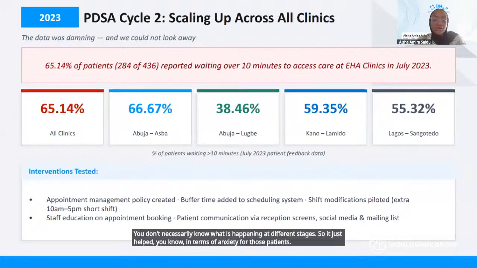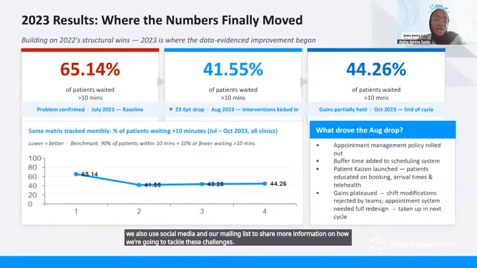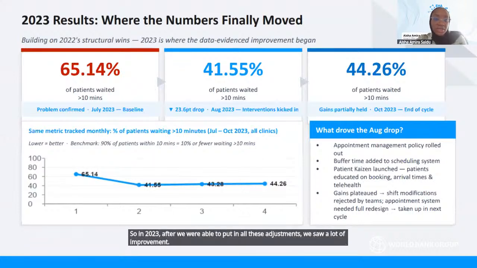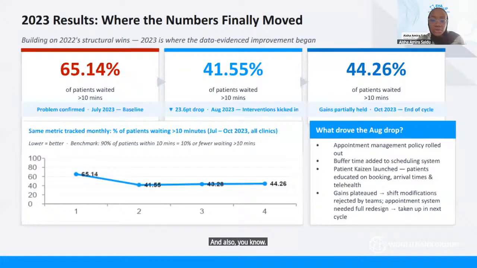And then, of course, we also used social media and our mailing list to share more information on how we're able to tackle these challenges. So in 2023, after we were able to put in all these adjustments, we saw a lot of improvement. Our 65% reduced all the way to 41% in August, and then it rose up to 44.